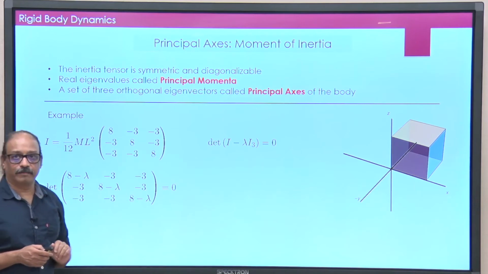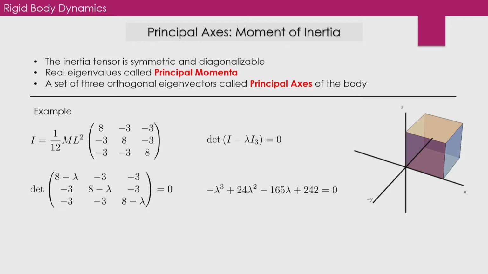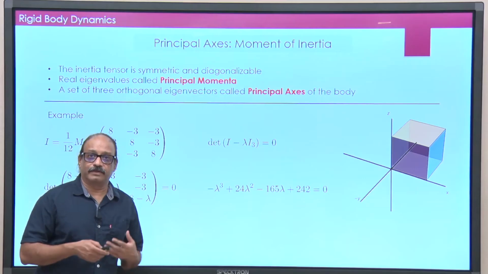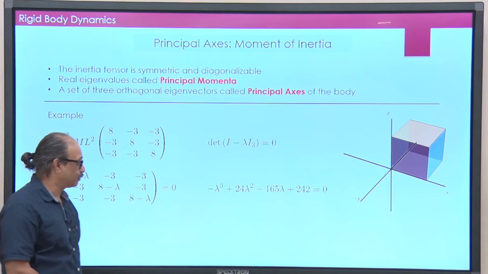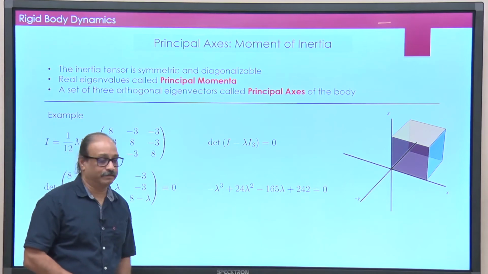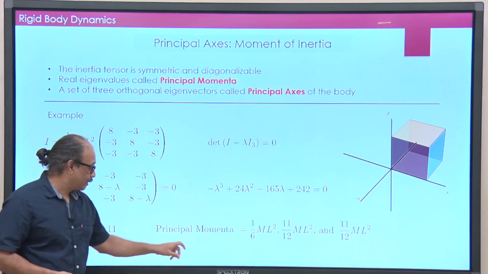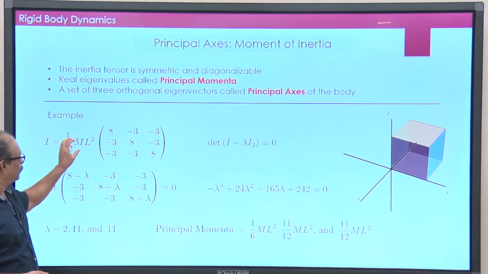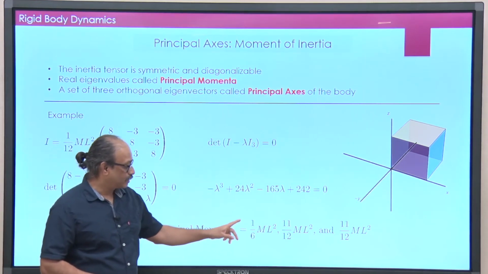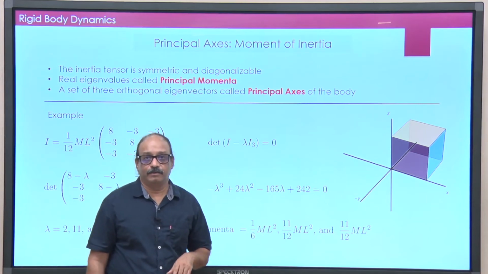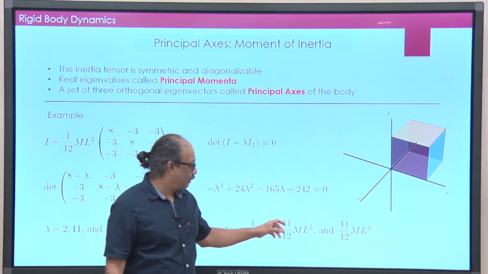This one is a cubic polynomial, it has 3 solutions. You can expand this, or you can use whatever trick you know to find the roots of this polynomial, and they turn out to be 2, 11 and 11. Okay. So, 11 repeats. Now, the principal momenta we can immediately calculate. Basically, it is lambda multiplied by these 3 numbers. So, it is ml square by 6, and the 2 other principal momenta would be 11 by 12 ml square.